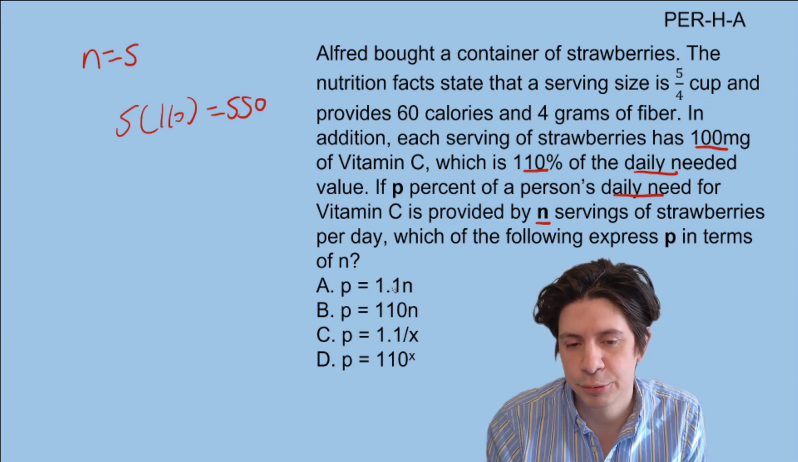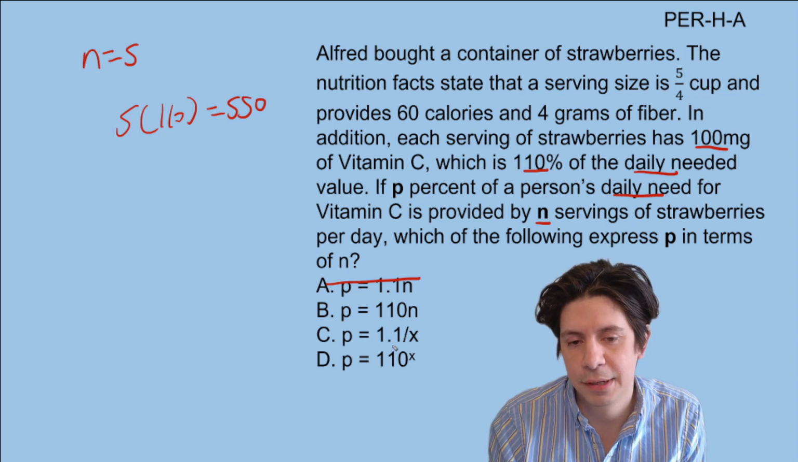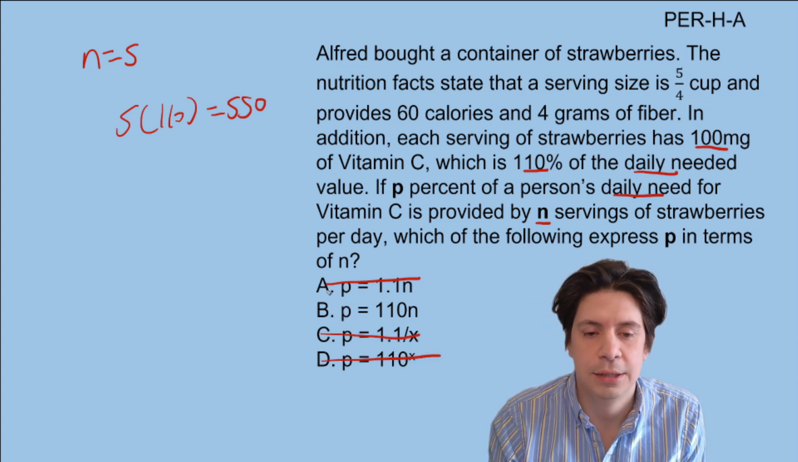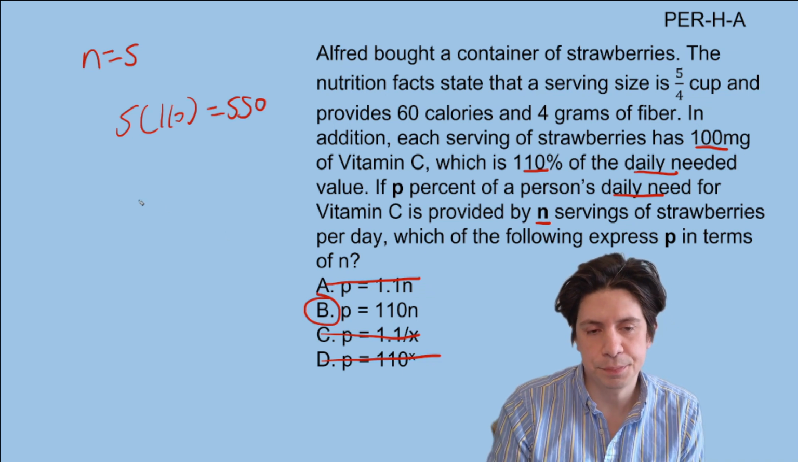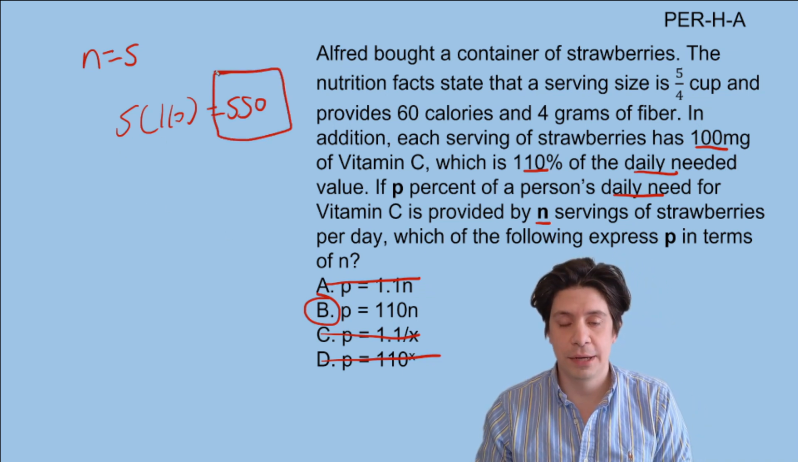So A, P equals 1.1n. That's not going to work, right? That'd be 5.5. P equals 5 times 110. That works. So it could be that one. 1.1 divided by 5? No. 110 to the x? No. So it is B. Okay, so that is the first way you can do it.